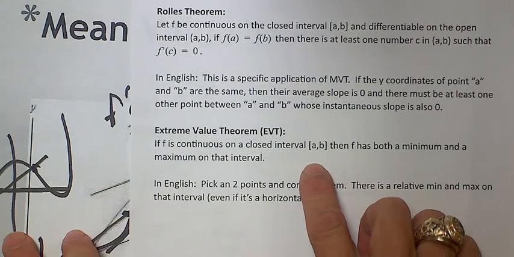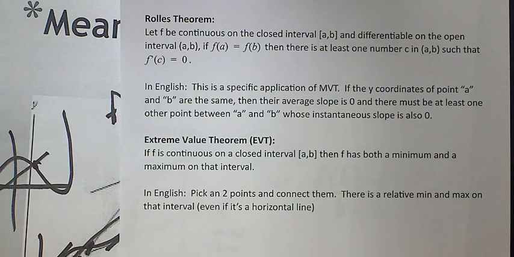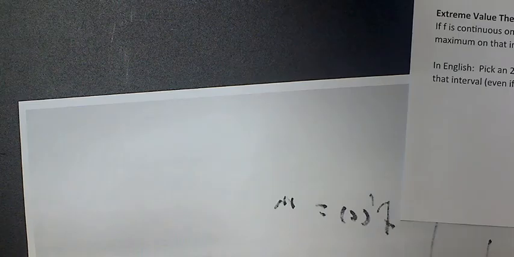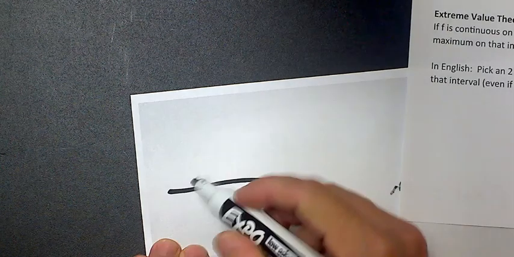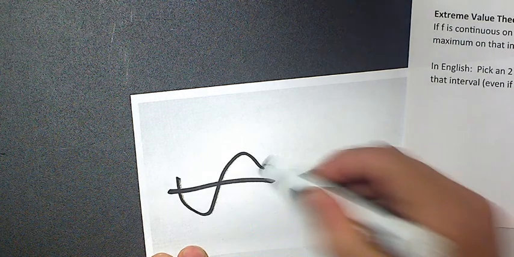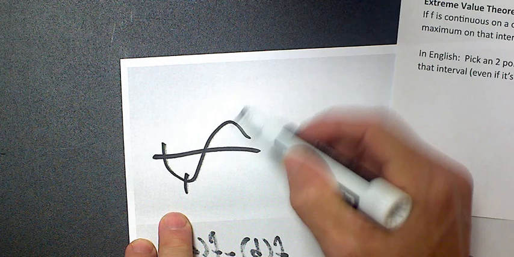Now EVT, coming back to your question about, does it have to be a max or min? If I have any continuous function, it's guaranteed to have both a min and a max. Here's a simple one. We'll just draw that one. Min and max, guaranteed to have those.